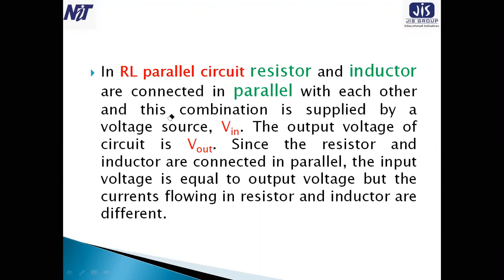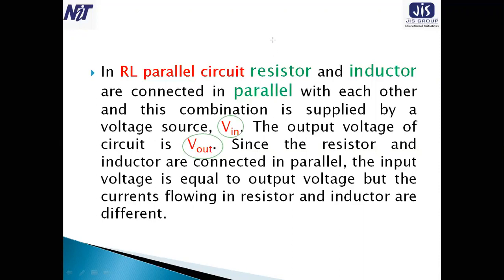This combination is supplied by a voltage source Vi. That means there will be a voltage source, the input voltage source Vi. The output voltage of the circuit is V out. So there is one source voltage, the input voltage, and one output voltage, and inside the circuit there will be a resistor and inductor connected in parallel. This is the minimum requirement for a parallel RL circuit.